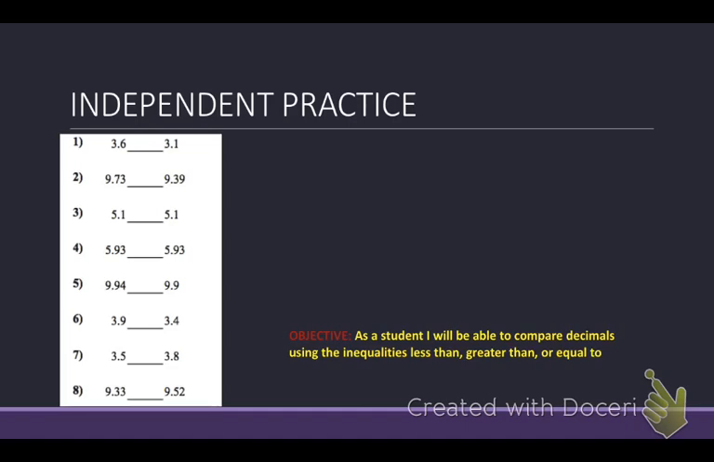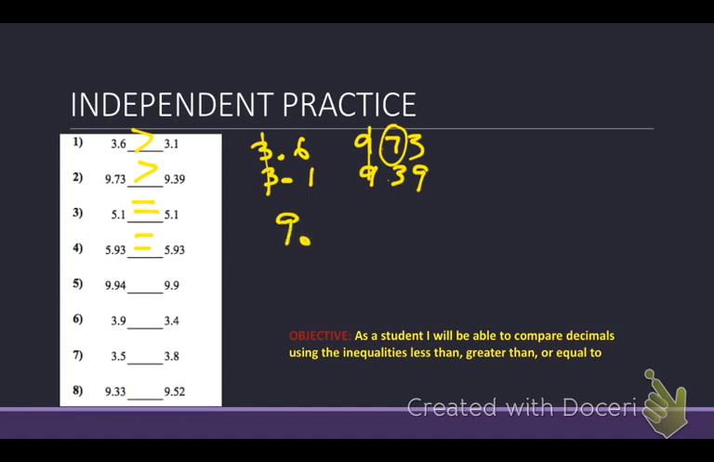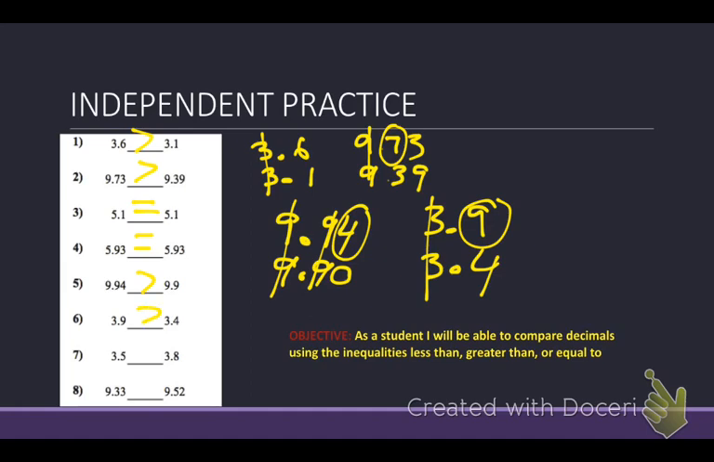Here we go. First one we're going to show, 3.6, 3.1. 6 is bigger. Boom, done. Okay, 9.73 and 9.39. 7's bigger. We should be eating the big one. All right, 5.1 and 5.1, that's easy. Those are both equal to. Next one, 5.93, 5.93. Those are equal to. 9.94 and 9.9. Oop, we had a 0 here. 9's 4 is bigger. That one's the one we're going to use. Let's see, 3.9, 3.4. Boom, 9's bigger. Eat the bigger one. This one's bigger, and the last one you should have done should have looked like that.